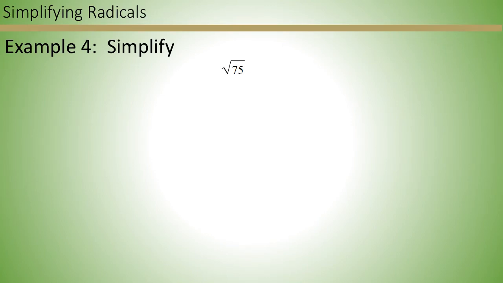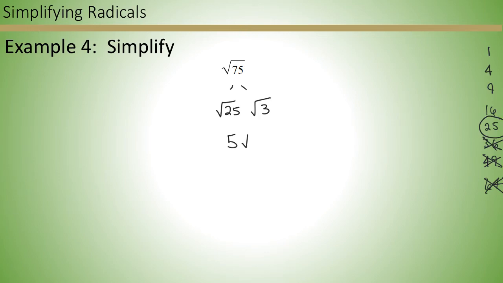Okay, another example. Let me just make the list of perfect squares for us again. So 64 does not work, 49 does not work, 36 does not work, but 25 does. So I can break this apart as root 25 and the square root of 3. The square root of 25 is 5, and root 3 is prime, so that will just stay inside the radical. So that is our simplified form there.